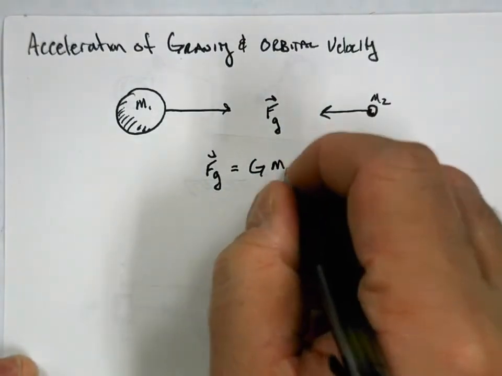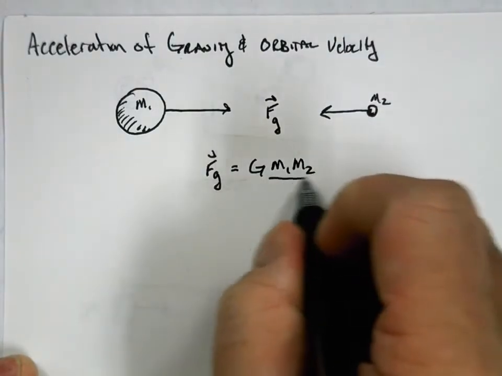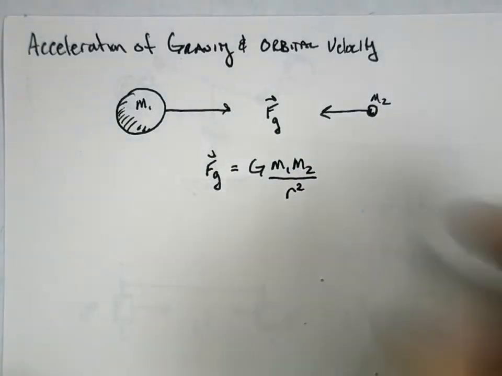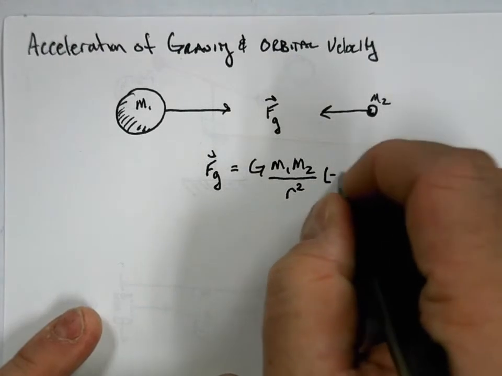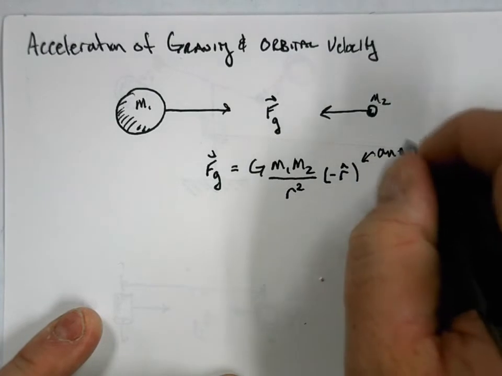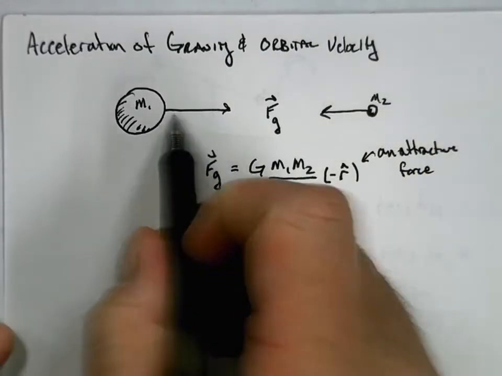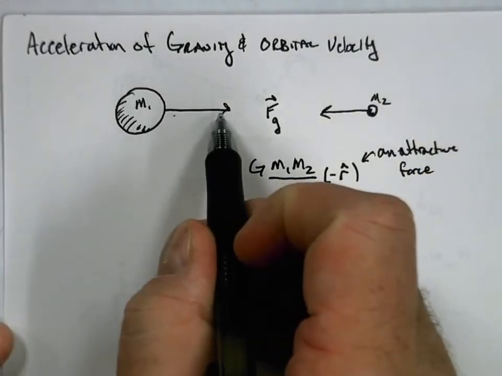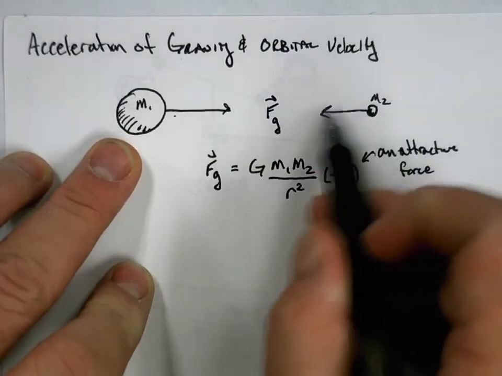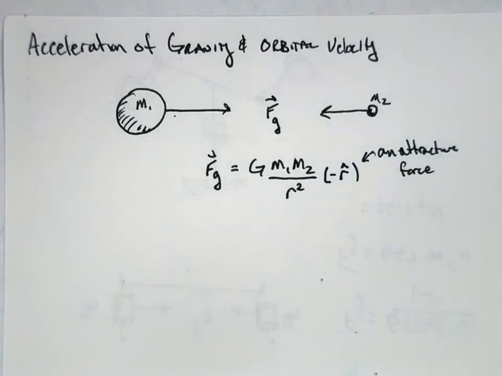It is proportional to the mass of the first one. It is also proportional to the mass of the other object. And it is inversely proportional to the square of the radius between them. And this also has this little negative r hat in there, and this just means that this is an attractive force. Okay, so if this direction is r hat, then we've determined that if we go from M1 to M2, then the force that M1 has on M2 is this guy over here, where it's pointing back towards the radius. So that's what the negative r hat is talking about.